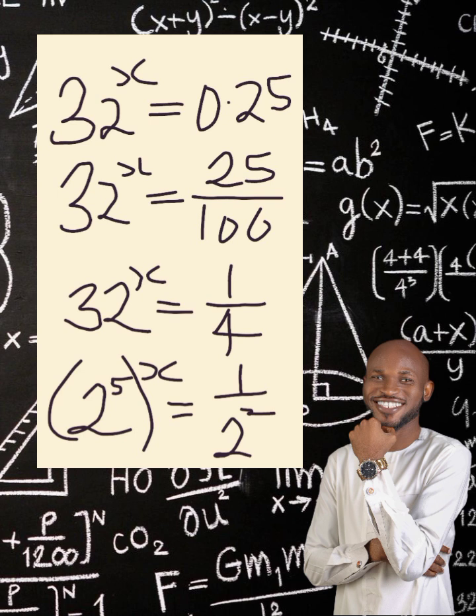Now, if we do that, our expression will change from 32 raised to the power of x is equal to 1 over 4. We're now going to be having 2 raised to the power of 5x is equal to 1 over 2 raised to the power of 2. Okay, now let's break down the fractional part of this equation further.